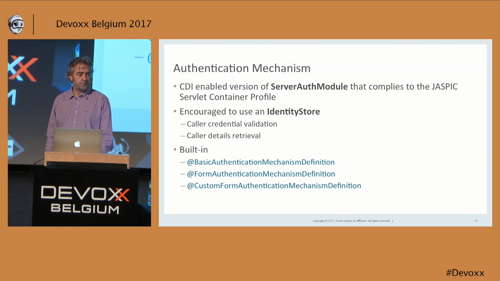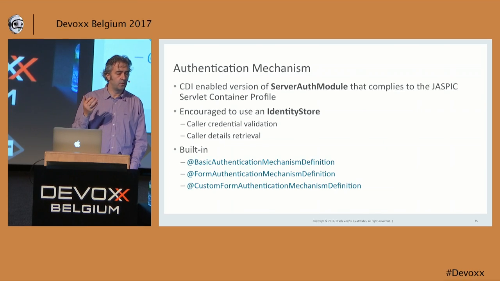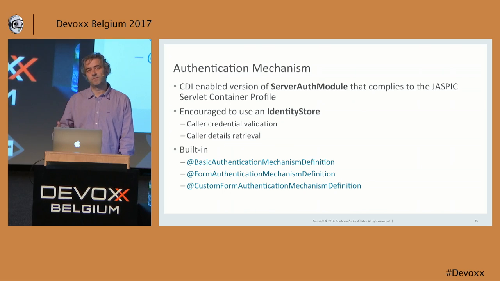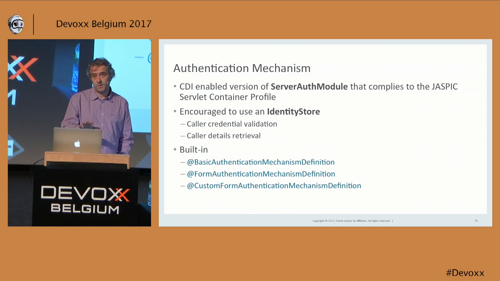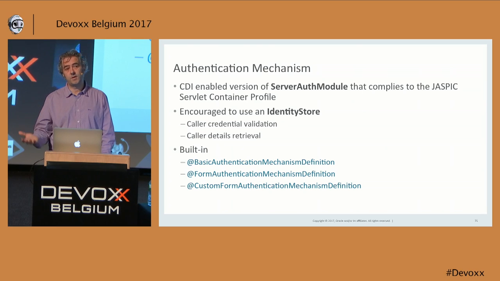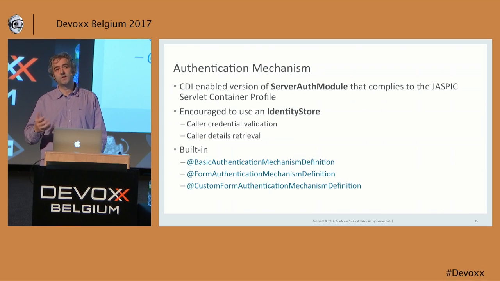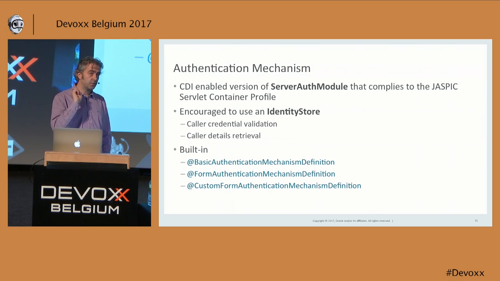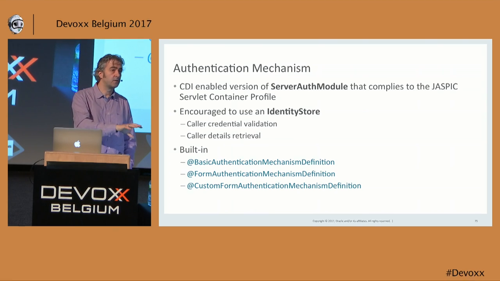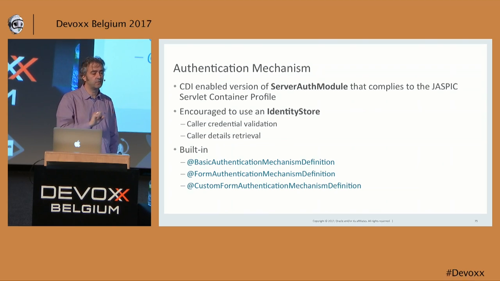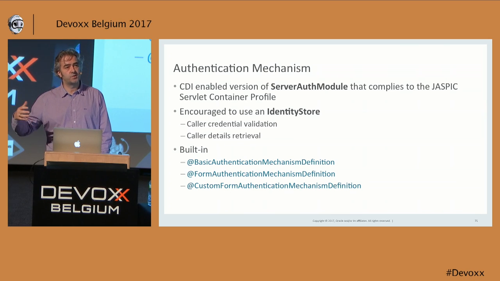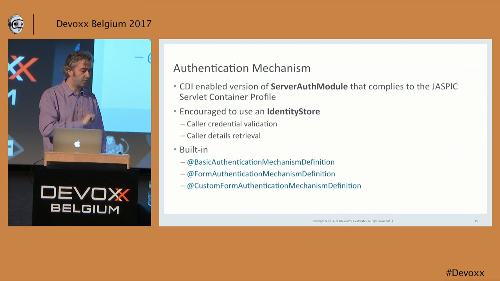Something else which is part of the security API is a new authentication mechanism for web applications. It's something that we already have in the platform. It's the JASPIC API, but if you have been using the JASPIC API, you will agree that it's a very difficult API to use. So this is basically a simplification of that, just for web applications. And we expect the authentication mechanism to leverage the identity store that I've just mentioned before.